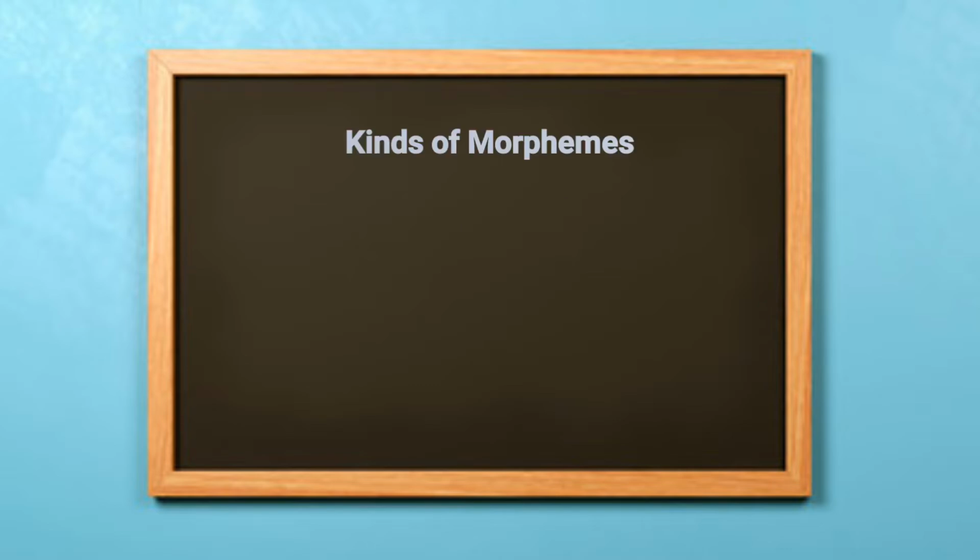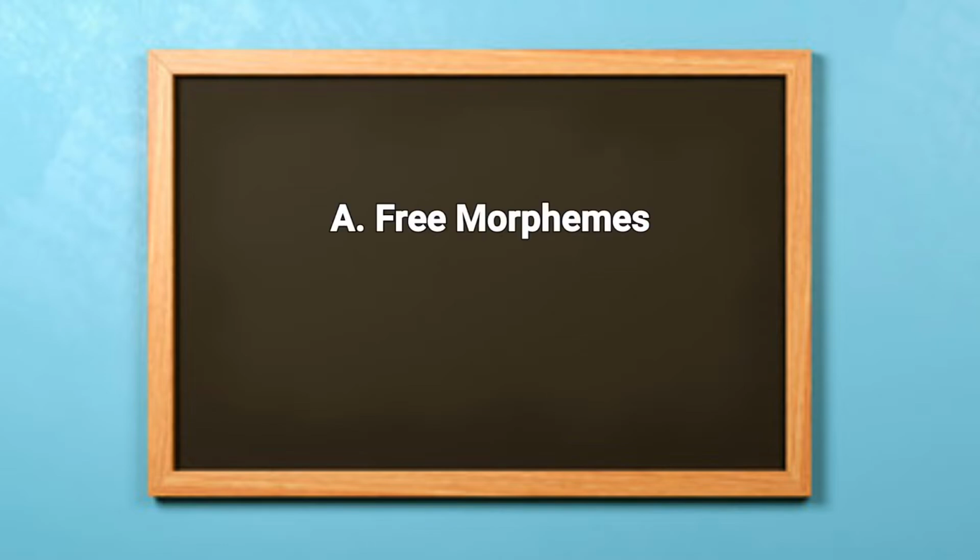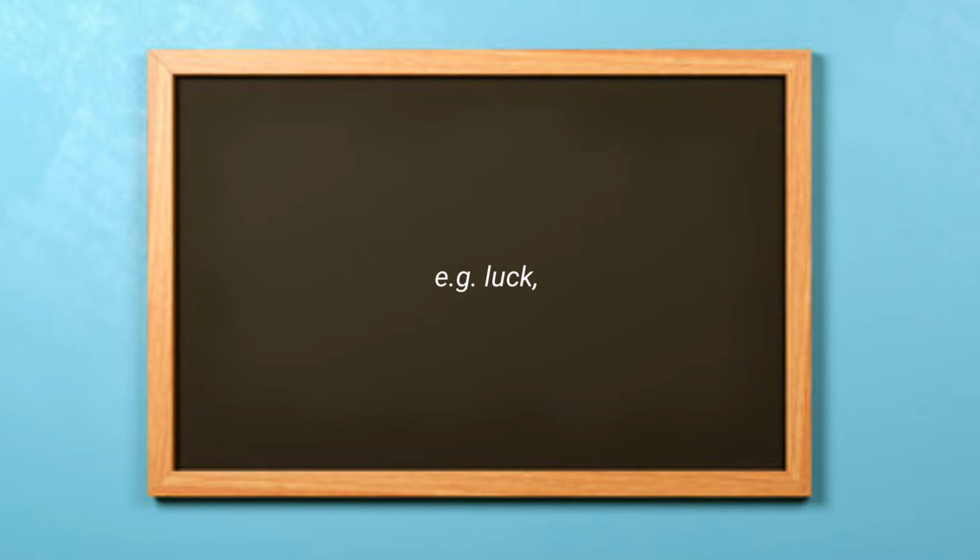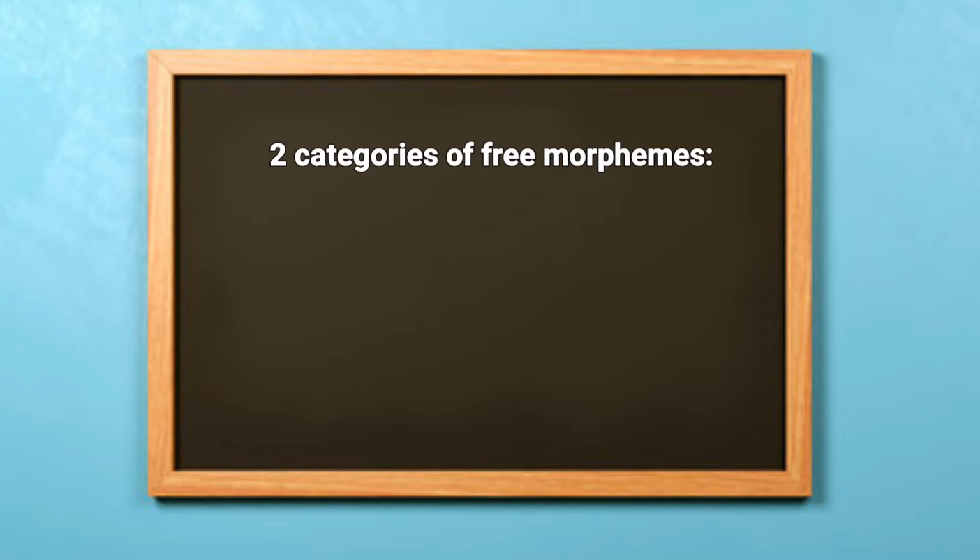There are kinds of morphemes. Letter A. Free morphemes. Free morphemes can occur alone. Examples: the words lock, manage, attack, and etc. There are two categories of free morphemes.